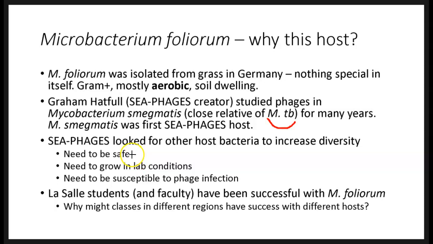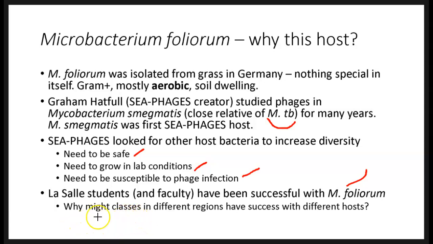They had some criteria for that, because SEA-PHAGES is a program for undergraduate students. Those bacteria needed to be safe to work with in a lab. They needed to be able to grow on common laboratory media that we use to grow bacteria. They need to grow relatively quickly so that we don't have to wait weeks and weeks for our bacteria plates to show any difference. And they also need to be susceptible to phage infection. So we've used M. foliorum in our laboratory and have had a lot of success with it. And so we're going to use that bacteria in this course. But other SEA-PHAGES programs have had a lot of success with other bacteria.